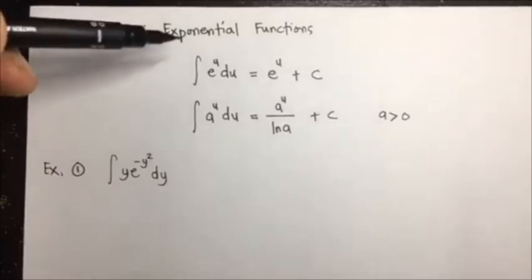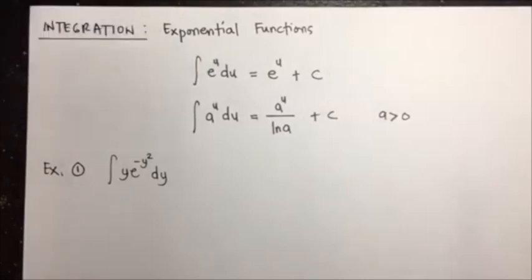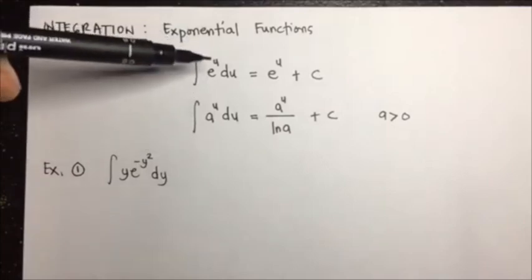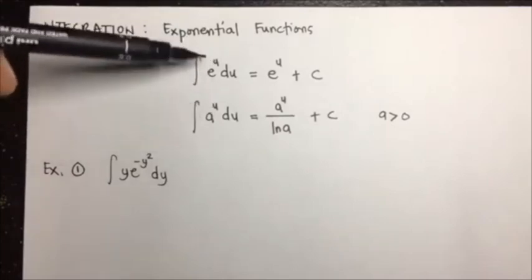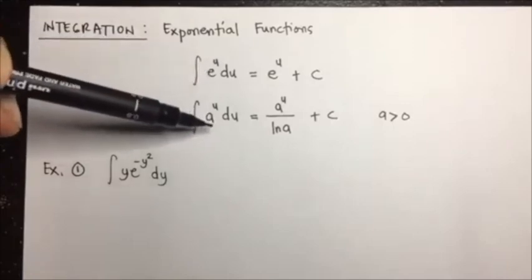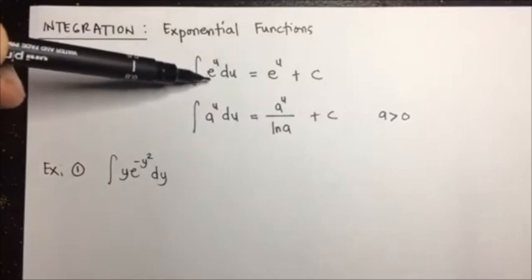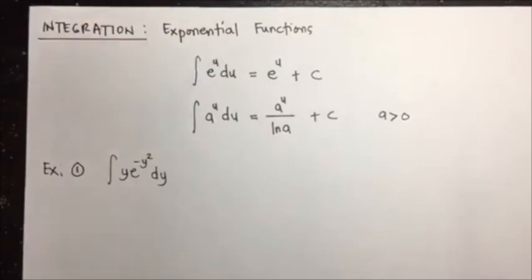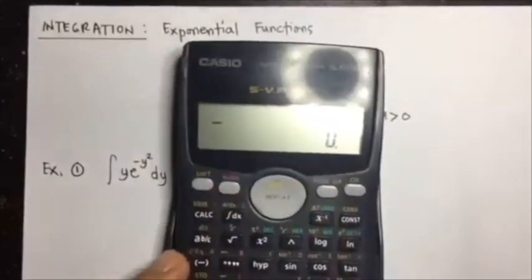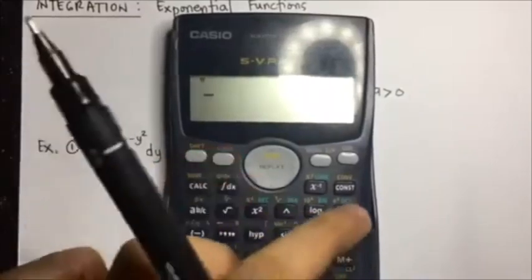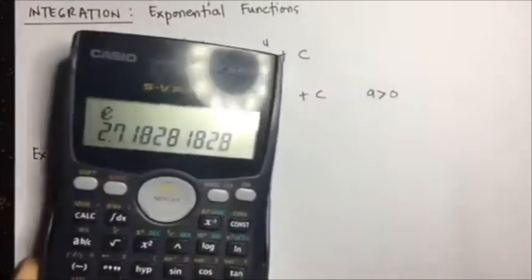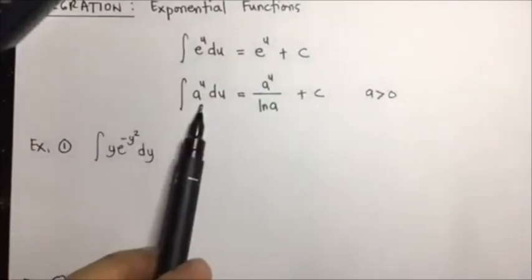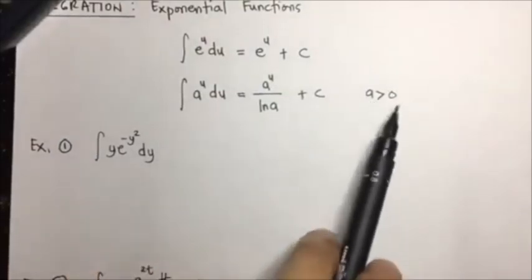So let us review exponential functions. It is classified as an exponential function if the exponents are variables, and the bases are constants. So e is the natural number. It has a value of 2 point something, and it's in your calculator actually. Its value is 2.718 blah blah blah. And a is any constant as long as a is greater than 0.